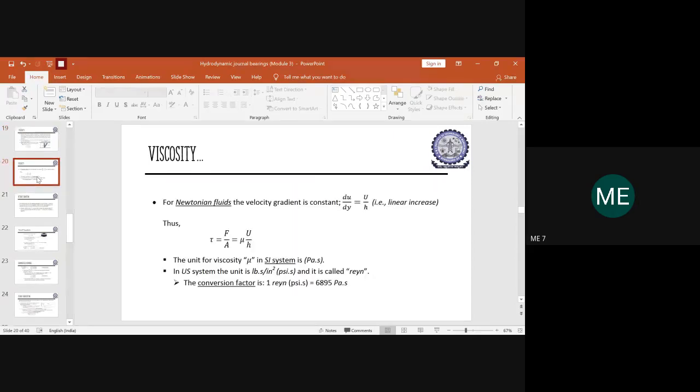Similarly, we have to understand what happens when the velocity gradient is constant. So when the velocity gradient is constant, there will be no change in the velocity. All the fluid intermediate layers will be moving with the same velocity. And in that case, instead of writing du by dy, we directly write the velocity to be represented by capital U, and instead of y, it will be the total thickness of the lubricant film.